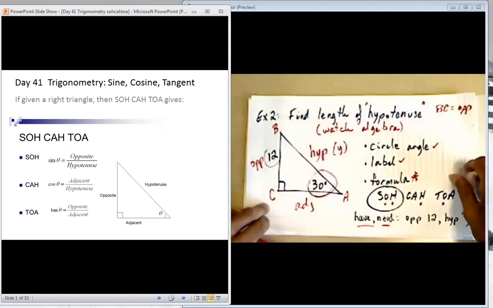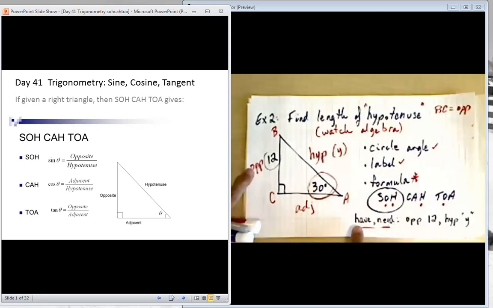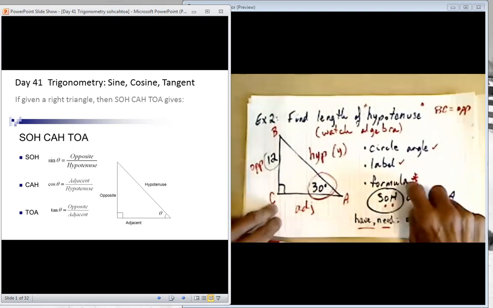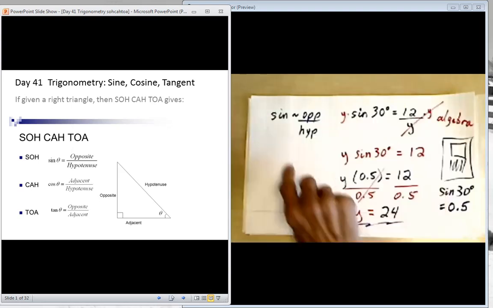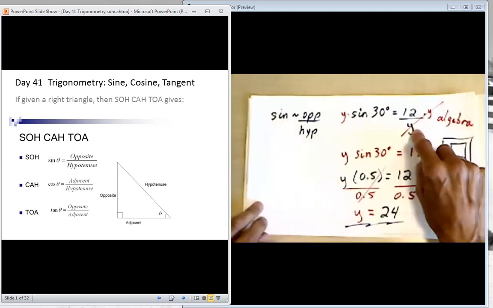Once we've got the trig function selected, so sine because it has the opposite side which we know and the hypotenuse which we need, we set up the formula and pay attention to the extra algebra since our unknown is on the bottom.